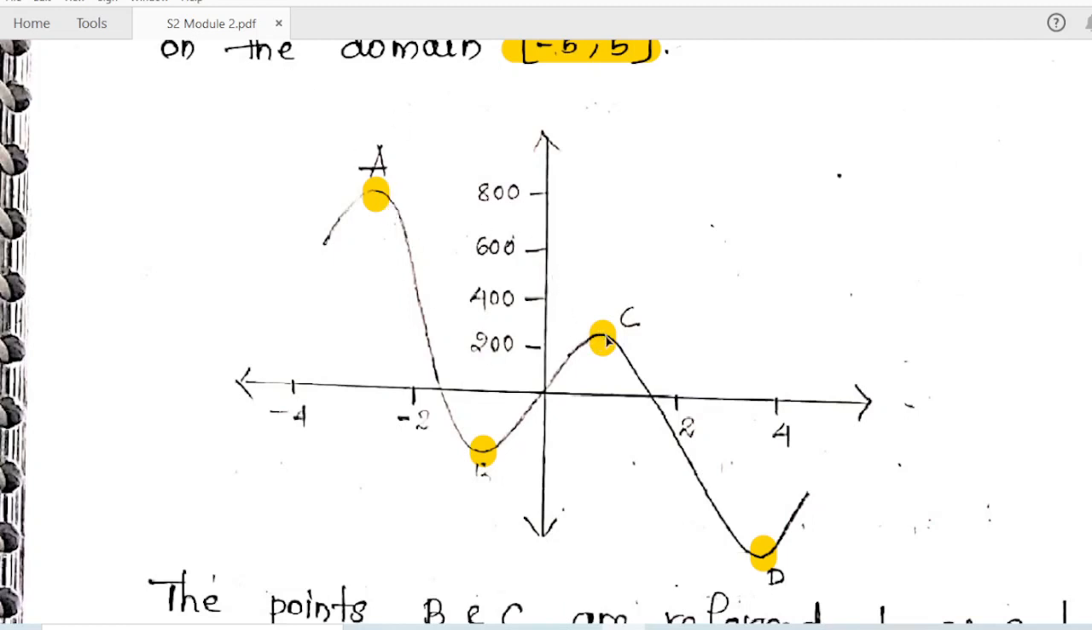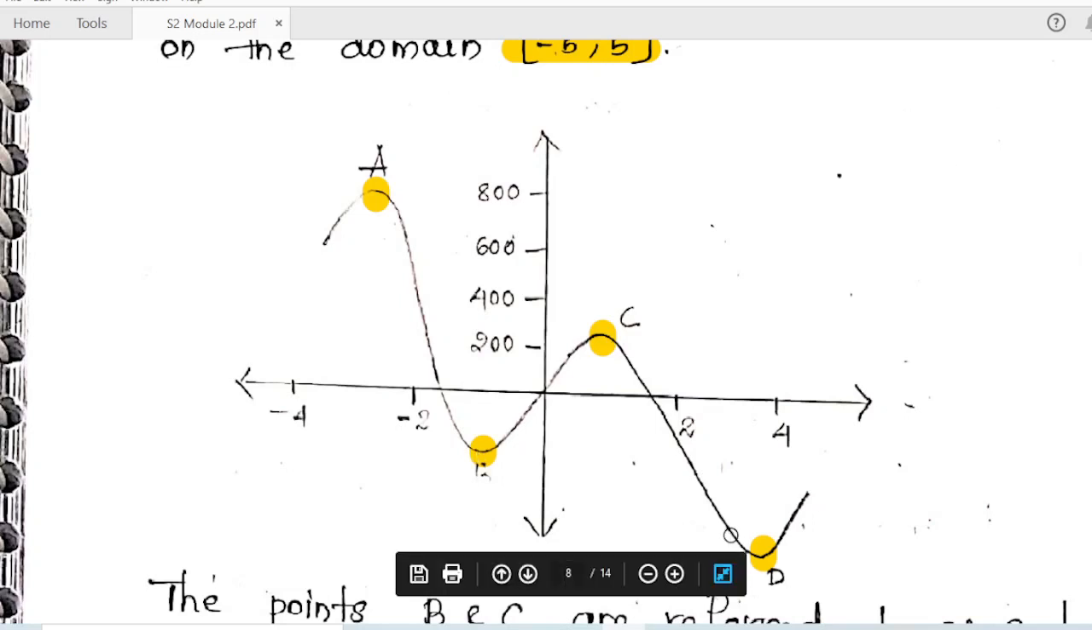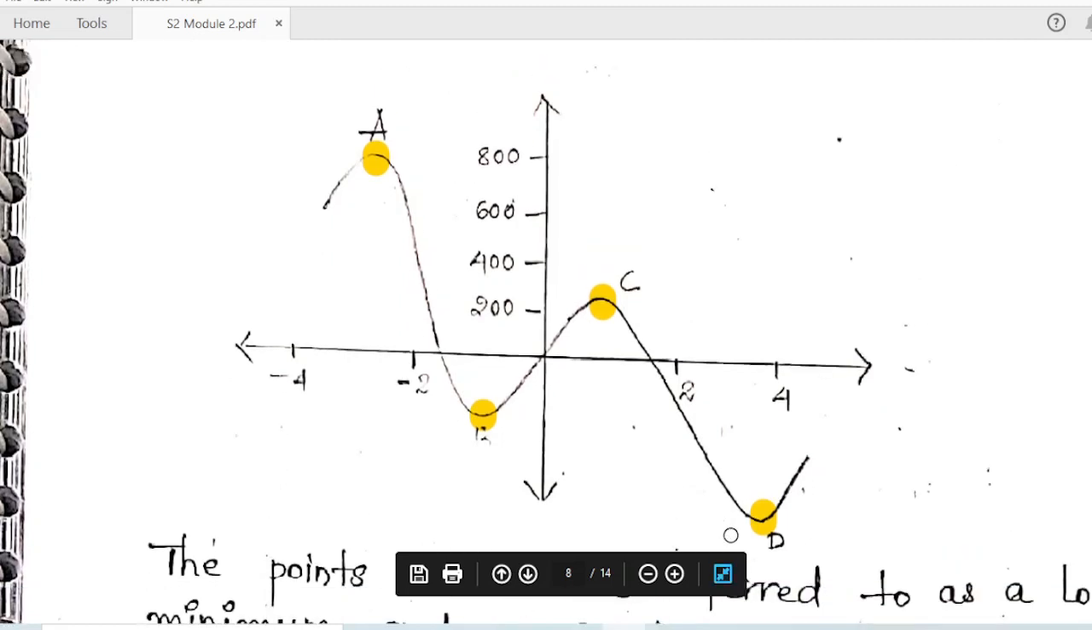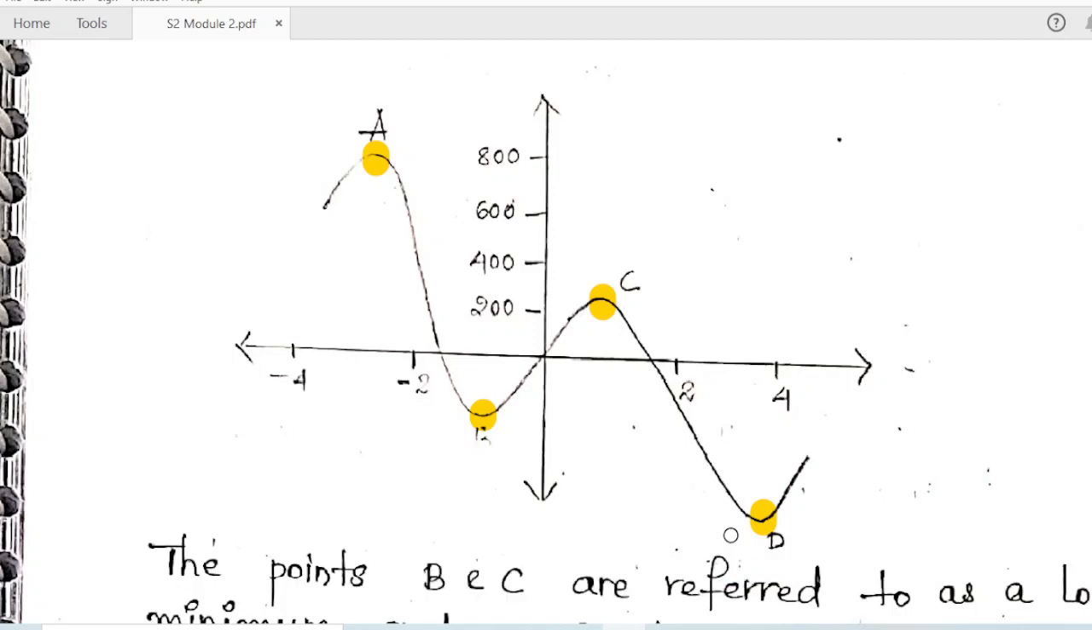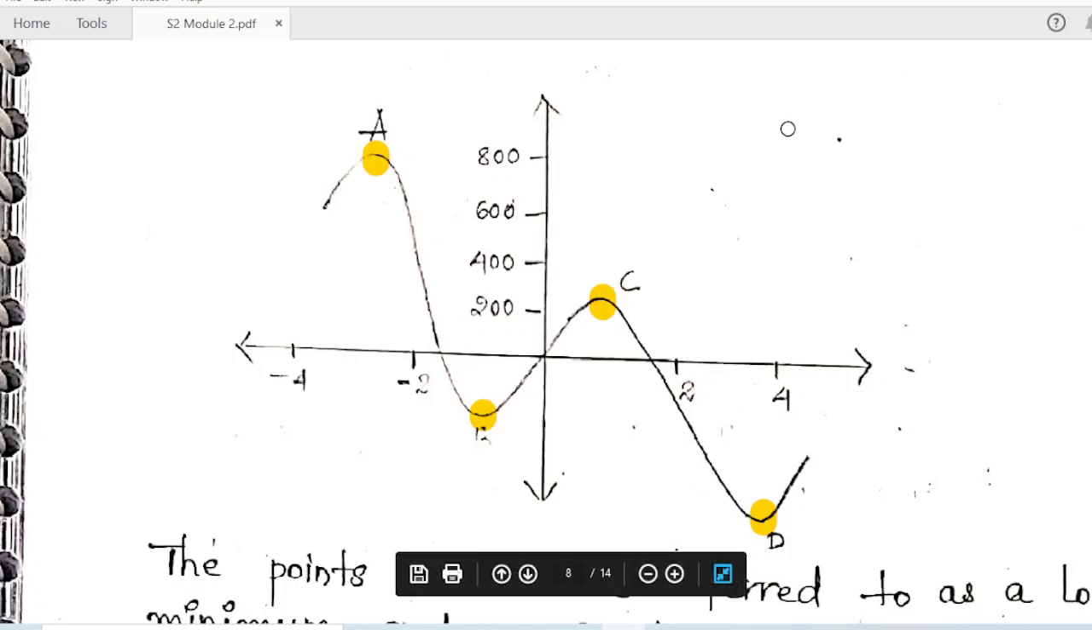How many local maximas are there? A and C can be considered as local maximas. B and D can be considered as local minimas. Similarly, when we say global, global means something that is universal, right? Universal means complete. If we look at the complete graph of f, then we can see that at the point A, the function has a maximum point.